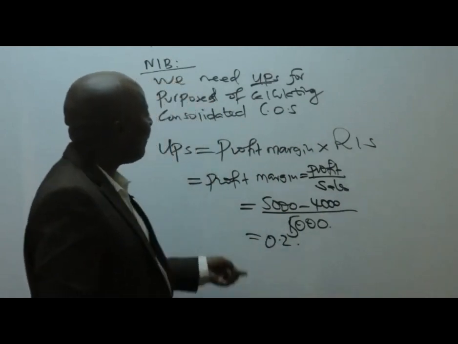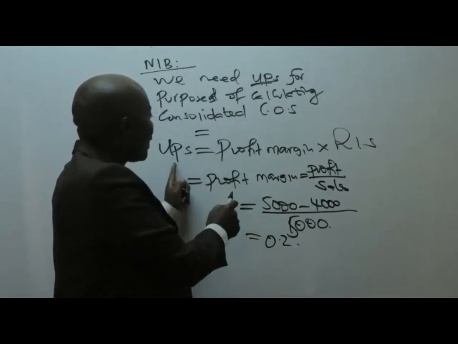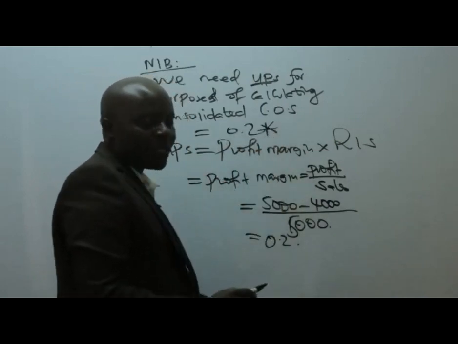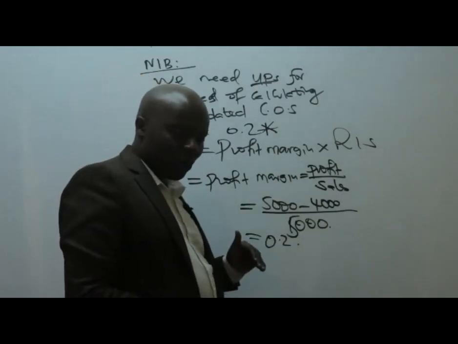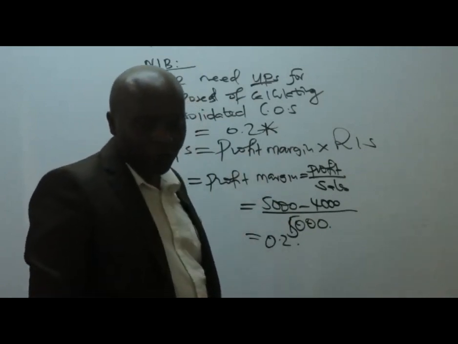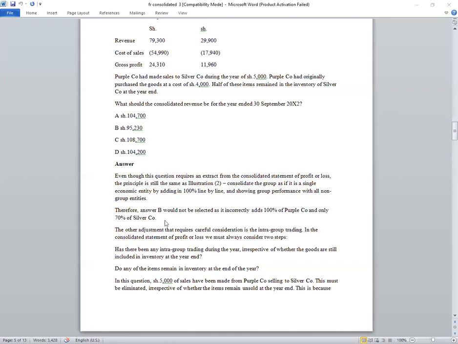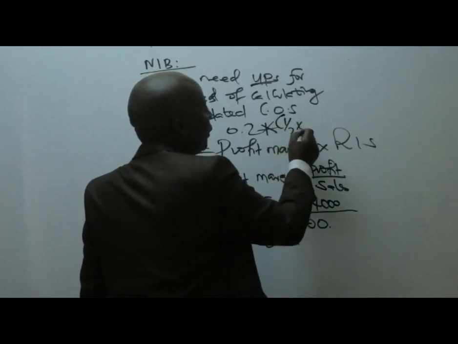Now from there, I'll be able to come back to this. So I'll say here, my UPS and realized profit on stock will be 0.2 times the remaining intra-sales. The sale itself was 5,000. And by the end of the year, we are told a half of these items remained in inventory. So a half of 5,000 remaining.